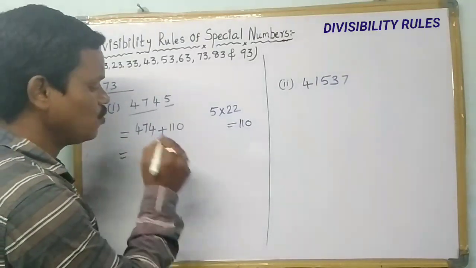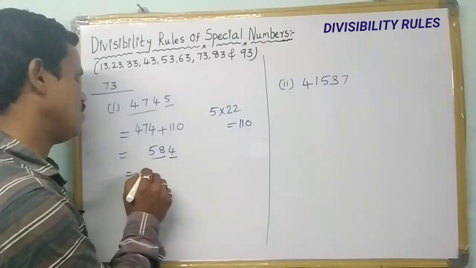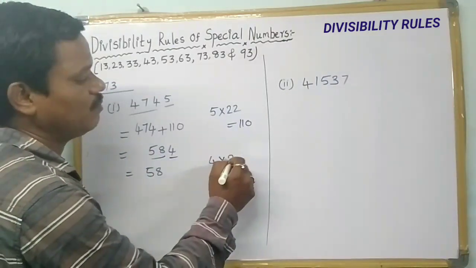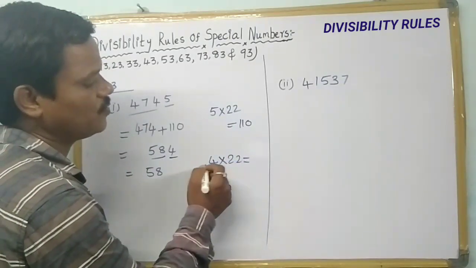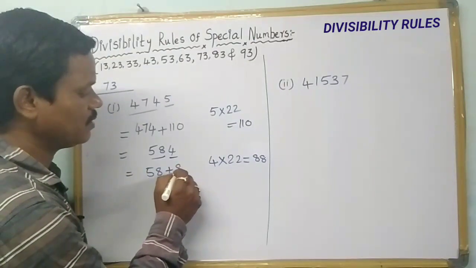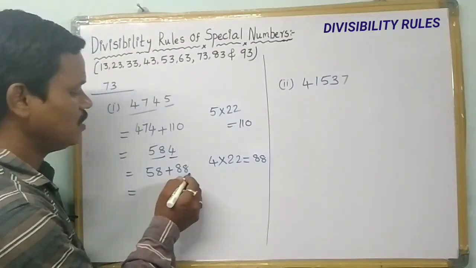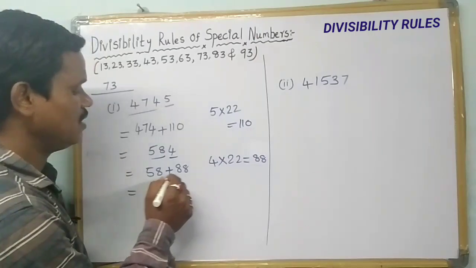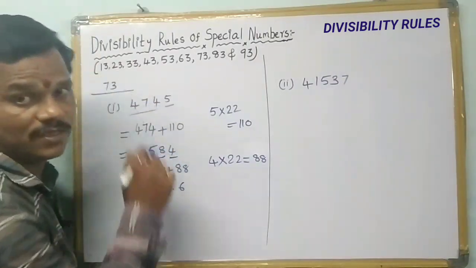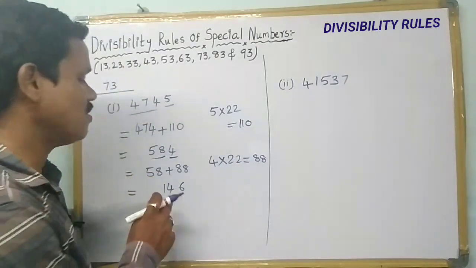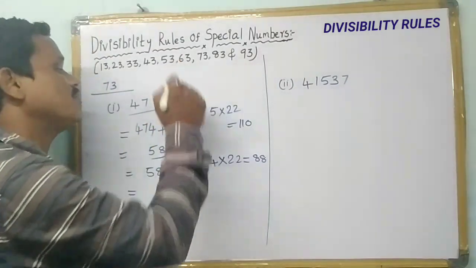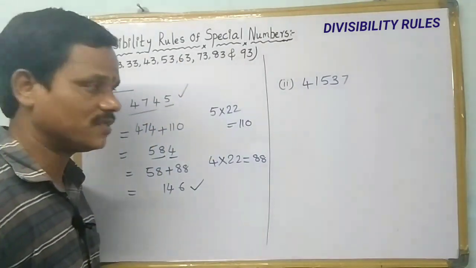Now divide it into two parts. This is first, this is second. Write the second part as it is. Multiply the first part by 22. 22 4s are 88. Add it to 58, the second part. 8 plus 8 is 16. 146. This 146 is a multiple of 73. 73 2s are 146. This is divisible by 73. So 4745 is also divisible by 73.